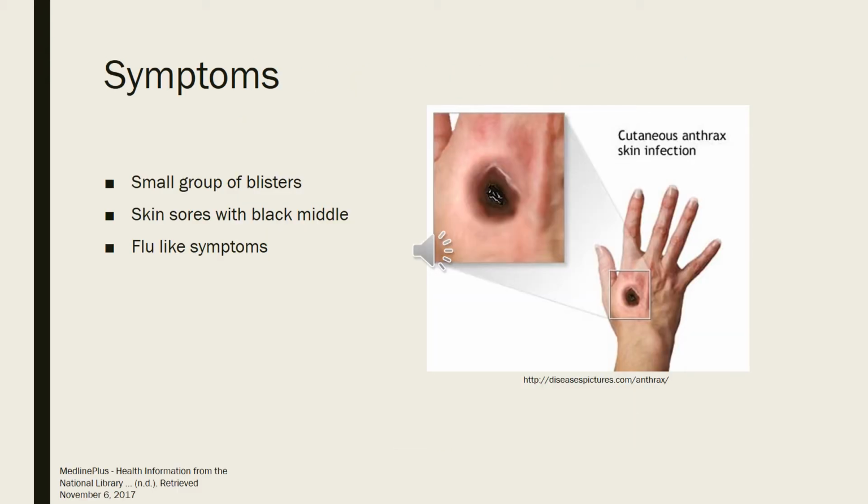Okay, so earlier in the video, we mostly talked about symptoms, mostly with the cutaneous category. You know, a small group of blisters, skin sores with the black middle, stuff like that. But what people don't really realize is that anthrax actually has flu-like symptoms, such as coughing, runny nose, fever, body ache, throwing up, stuff like that.